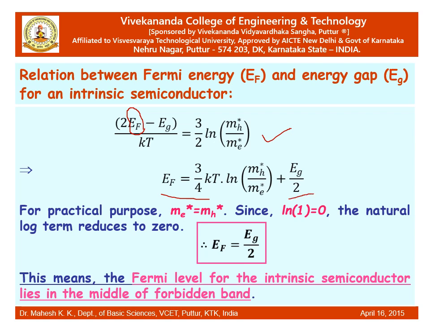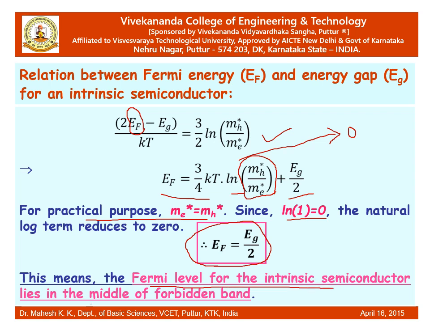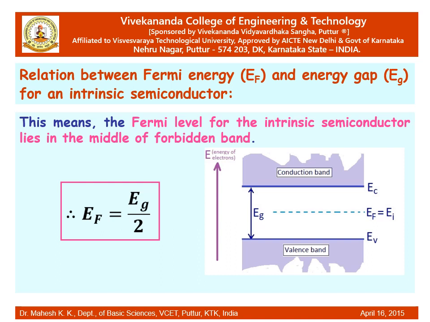Eg by 2. Now for all practical purposes, we just assume that me star is equal to mh star. So that means in the equation me star and mh star cancel each other. Then it is ln of 1, and ln of 1 is nothing but 0. So this entire term is going to be just 0. Then EF finally reduces to EF is equal to Eg by 2. That's all. So what is the conclusion? The conclusion is the Fermi level for the intrinsic semiconductor lies in the middle of the forbidden gap, which we have also seen previously. The conclusion of that derivation is given in the figure. You can just pause and understand the mathematical equation in the figure.